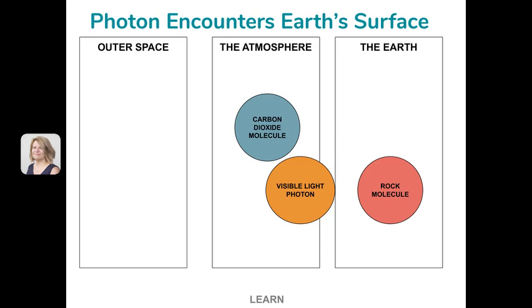When it gets to the Earth's surface, there are two different things that can happen. Either it can be reflected back into space, so head back the direction that it came from, or it can be absorbed by the Earth and then get radiated back into the atmosphere. So we're going to look at those two scenarios.